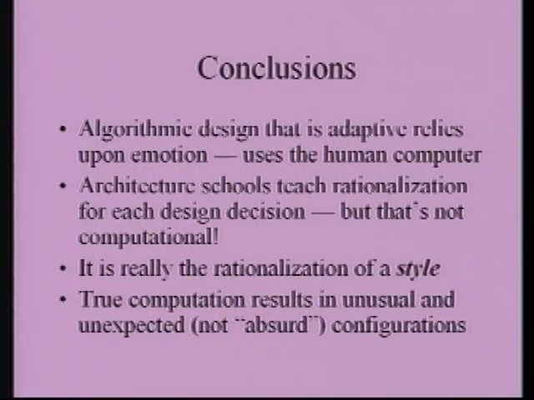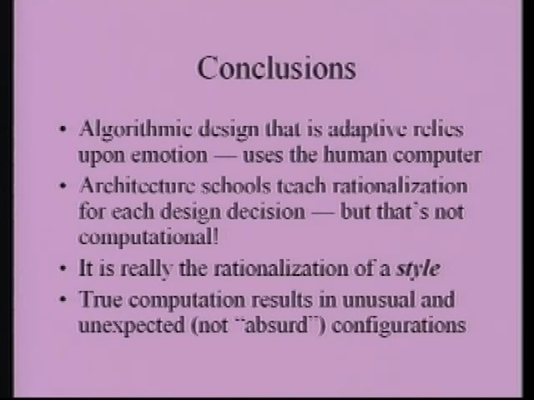My conclusions of this talk. Algorithmic design that is adaptive relies upon emotion. We use emotions to make decisions about the adaptive design. And it uses the human computer, which is the most advanced instrument we have for making those decisions. Architecture schools, however, teach rationalization for each design decision. But that's rather misleading, because rationalizations given in today's architecture schools are not computational. What they do is rationalize a particular style or group of styles. So I'm afraid I'm not impressed with the rationalization given in architecture schools. It is more honest to use emotion to compute the design.